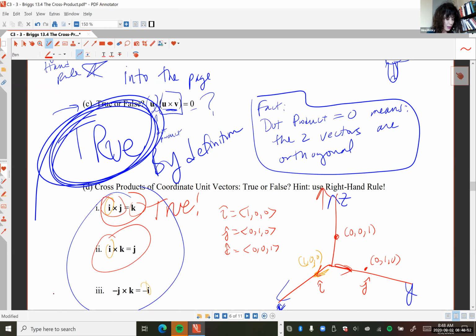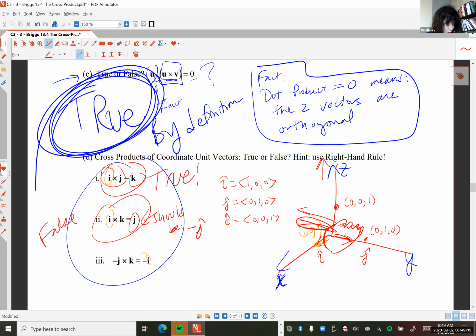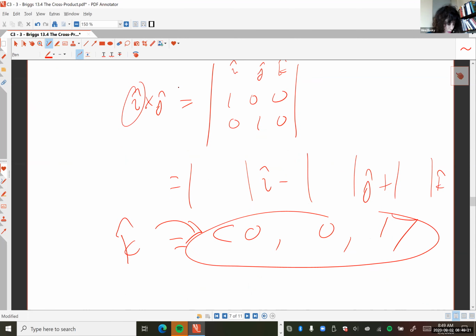Okay, now check out number 2. What about i cross product with k? If you have your fingers curving through here and then here, I claim that when you close your fist like this, your thumb is going to be pointing in the negative y direction. So this is false because it should be negative j hat. And if you don't believe me, you certainly could do this letter B the slow way.